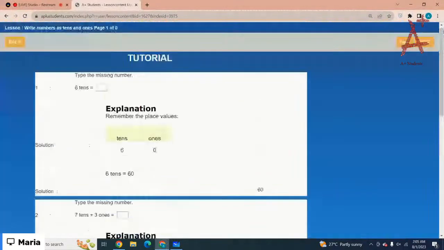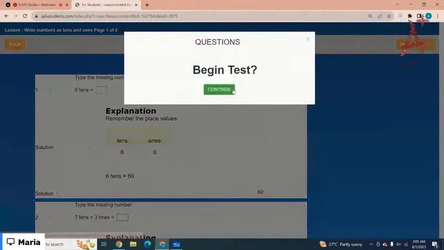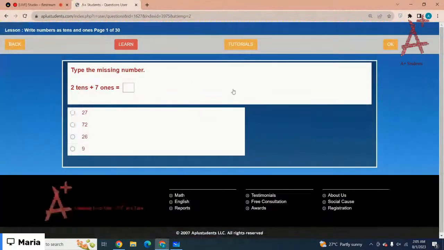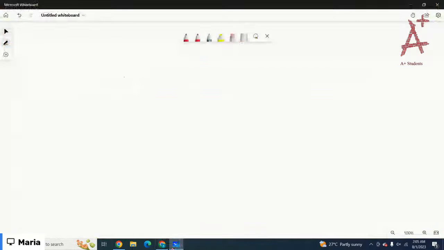Let's just start with the practice questions. Okay, two tens plus seven ones. Which is the correct option? Seven ones means you have to write this at the rightmost position. Then you have the 2 at the tens place. So the only number two tens and seven ones make is 27, right? The correct option is 27.